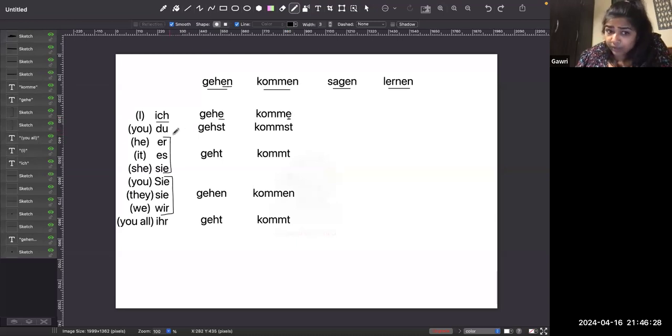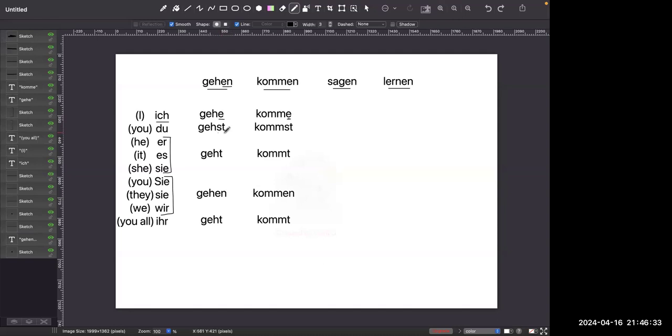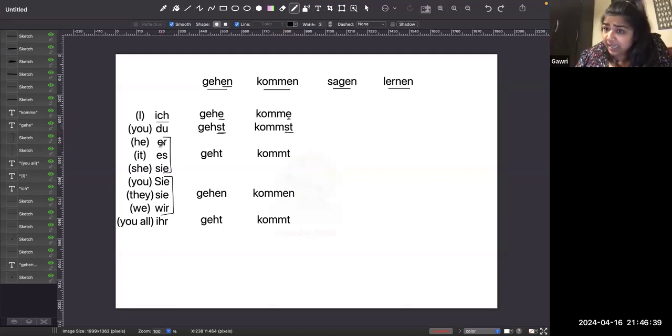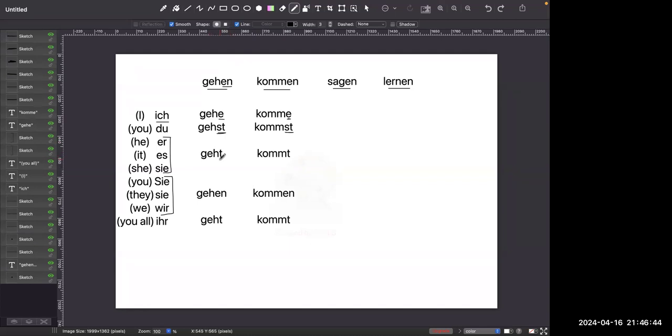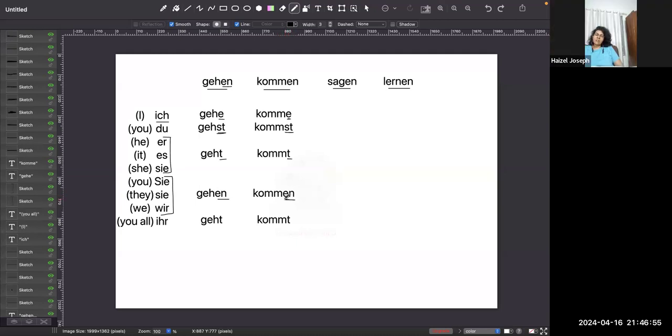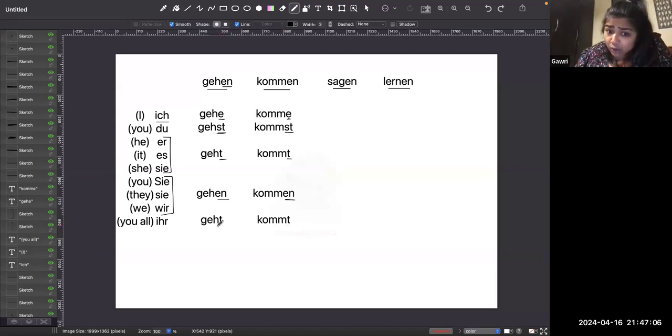Then with du, this en will go away, and in place of en, we will have st. Then with er, es, and sie, en will go away, and t will come. Then with wir, sie, and Sie, en will remain en only. No change will take place. And with ihr, this en will go away, and t will come. So guys, this thing we have to learn as a rule.